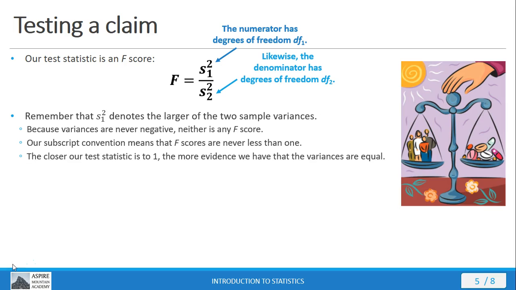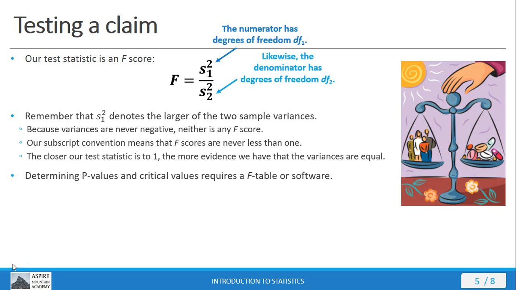The closer your test statistic is to 1, the more evidence you have that the variances are equal. That should make sense. If the variances are the same, then you're taking one number and dividing it by the same number, and that's just going to give you 1 every time. So the closer those two variances are to being equal to each other, the closer that test statistic is going to get to 1.